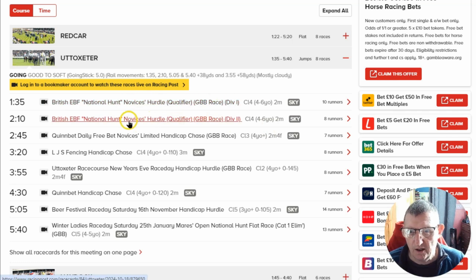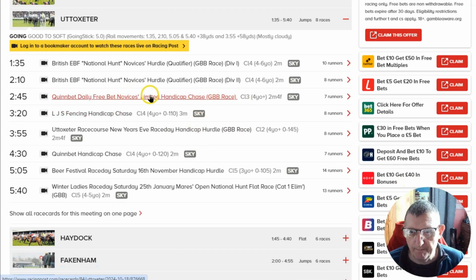So that's a novice hurdle, novice hurdle. Now this is a limited handicap chase, so we don't want that one. Handicap chase, handicap hurdle. So this is the type of race we want. We've got a handicap hurdle there, that's a chase, and then a handicap hurdle there. So 8 runners, that's what we want, at least 5 runners.